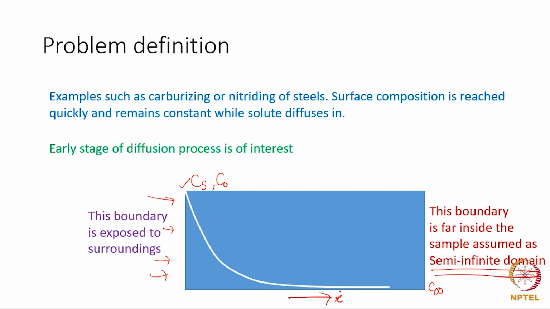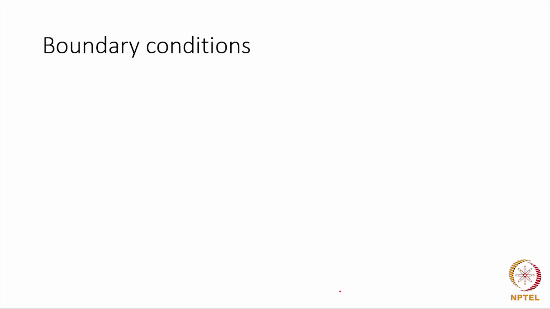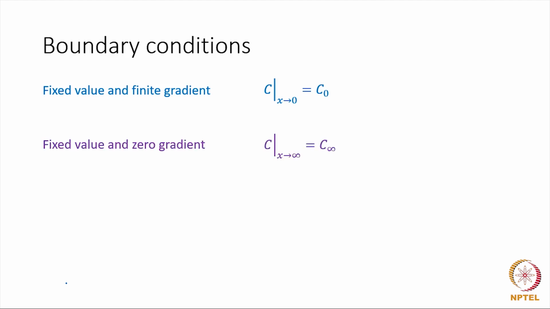Okay, so now the problem is defined, so we will write down the boundary conditions so that we can have the derivation of this particular solution coming up to us. On the left side we say that the composition at x equal to 0 is C naught, and that's going to be fixed, and it has a finite gradient at that particular location, which means that the flux is actually coming into the sample. And on the right hand side we say that the composition is also fixed at a low value C infinity, and it has zero gradient.